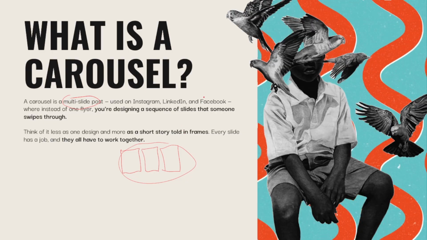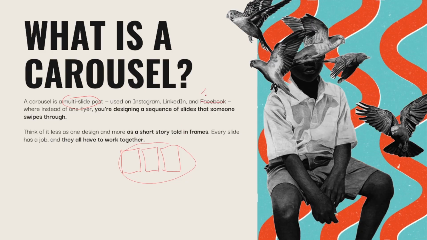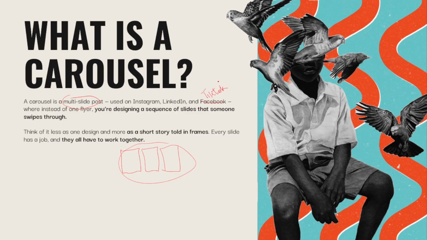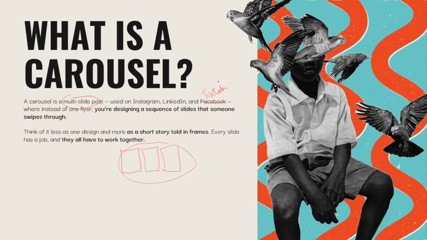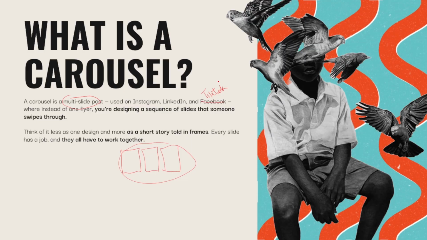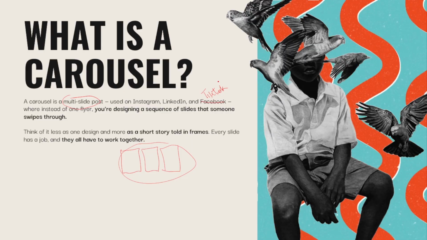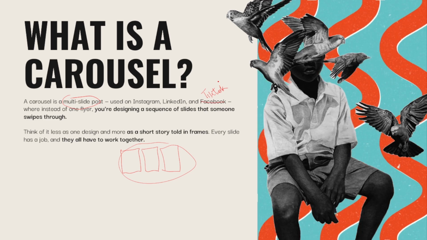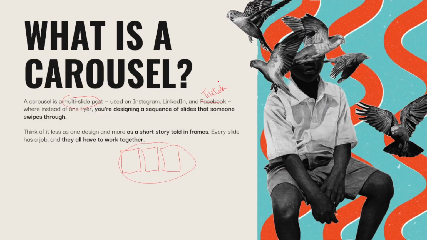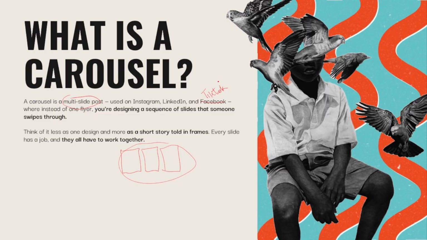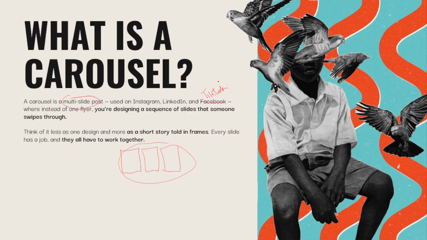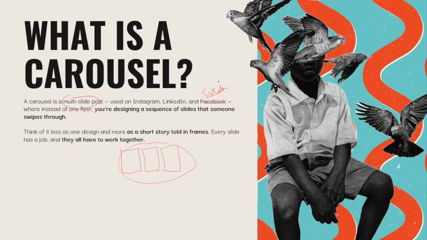You find them on Instagram, LinkedIn. This should probably be TikTok, not Facebook, because Facebook is going to scatter your carousel if I'm not wrong. Instead of one flyer, you are designing a sequence of slides that someone swipes through, right? So I said here that you should think of it as a short story told in frames, a short story told in different slides. Each slide has a job, each slide has a message that it's supposed to pass across, but everything still has to work together.